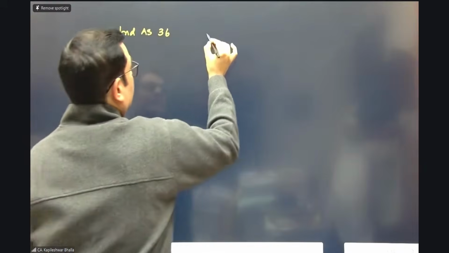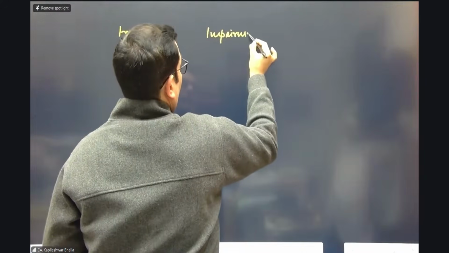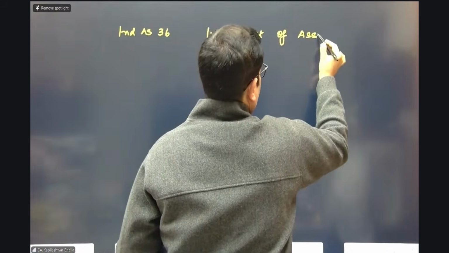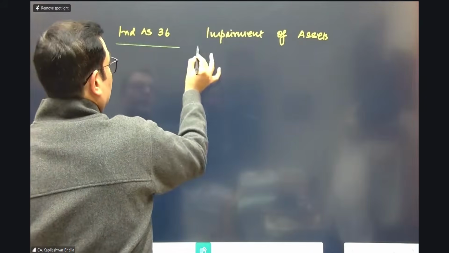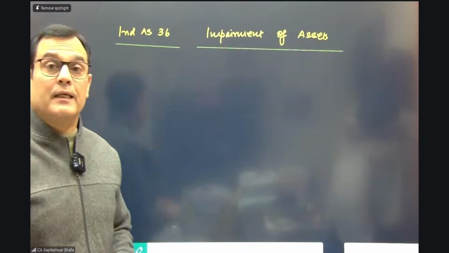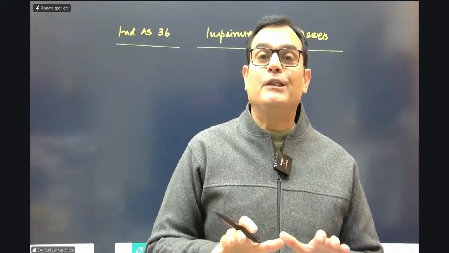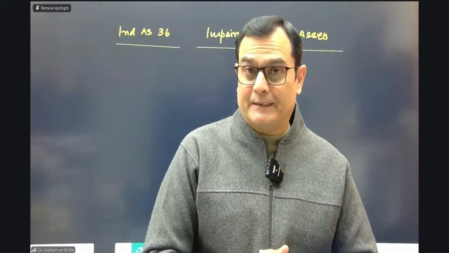So we are focusing on Ind AS 36. The name of the standard is called Impairment of Assets. At the first instance, let me break it down into a 5-step model. Well, the standard does not give you a 5-step model. This is only for the ease of understanding that I've divided the standard into a 5-step category.